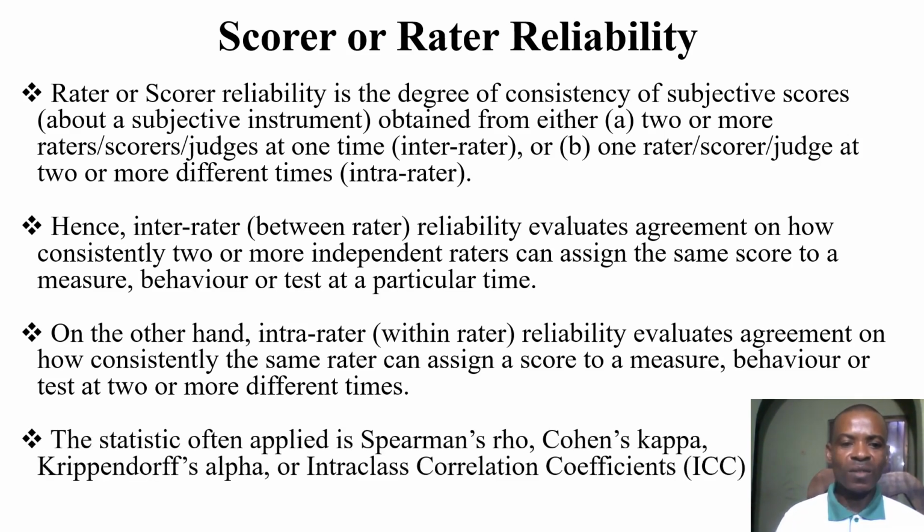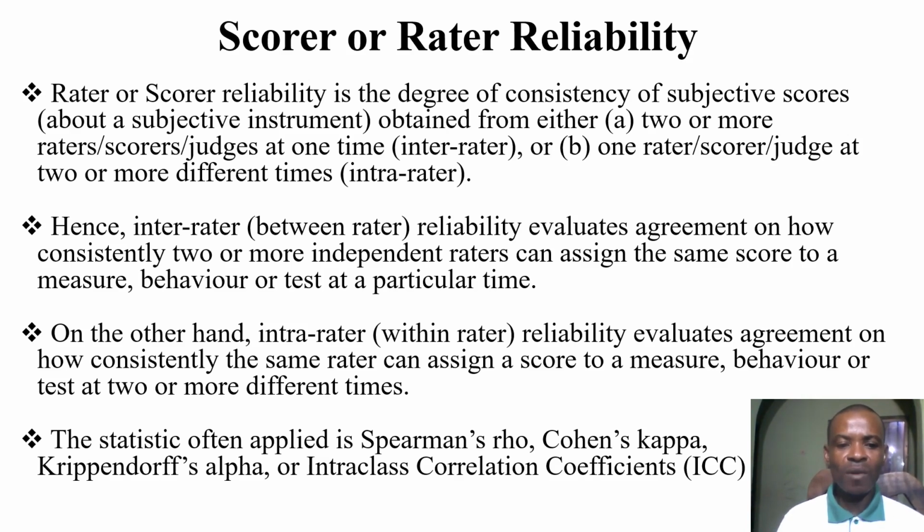Now, whether inter-rater or intra-rater, to get the reliability coefficient, you are going to apply a statistic. The commonly applied statistics here are the Spearman-Rho statistic, and that's why some people call it the Spearman-Rho method of reliability. It could be Cohen's kappa reliability, which is also a statistic you can apply. Then the Krippendorff's alpha method of reliability can also be applied, and the intraclass correlation coefficient can be applied.